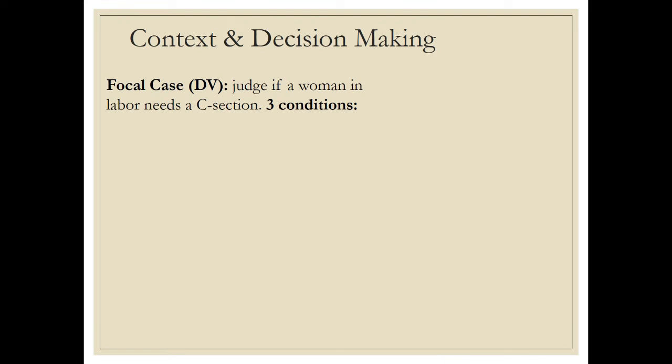Now, participants were divided up across 3 different conditions. In the first condition, which was simply the control condition, the neutral condition, the focal case, where they had to decide if they need a C-section or not, was presented first. That was the first thing the participants saw, and then they had to make a decision. So nothing came before that.